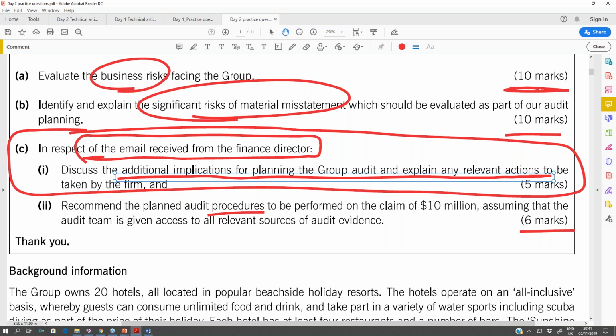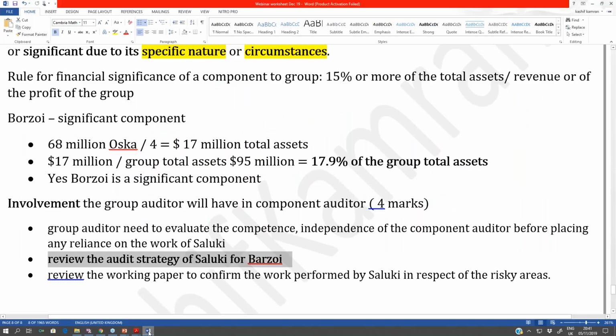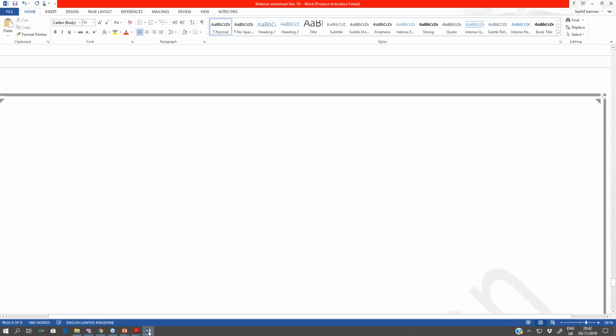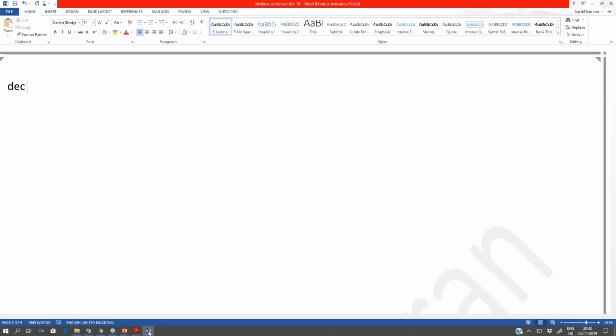We just saw that in the June 19 exam paper. So let's see what is the email of the finance director and what are additional implications from the email in terms of planning the group audit and explaining any relevant actions to be taken by the firm. So let's plan the answer for December 17, question number 1, C. This is December 2017.